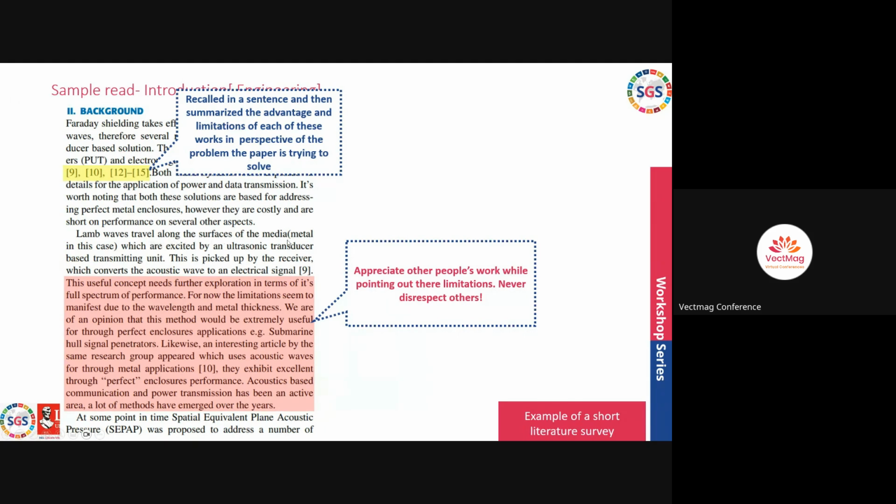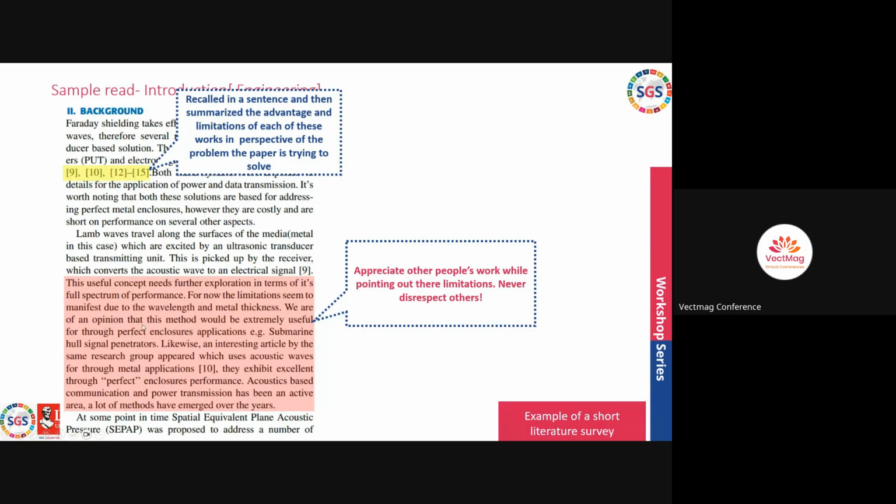waves travel along the surface of the media, metal in this case, which are excited by an ultrasonic transducer-based transmitting unit. So I defined the concept the Lamb wave system is following here, and then I go on to say this is picked up by the receiver, which converts the acoustic wave into an electrical signal. Here I have given a reference to the ninth reference, and then I said this useful concept needs further exploration in terms of its full spectrum of performance. For now, the limitations seem to manifest due to the wavelength and metal thickness.